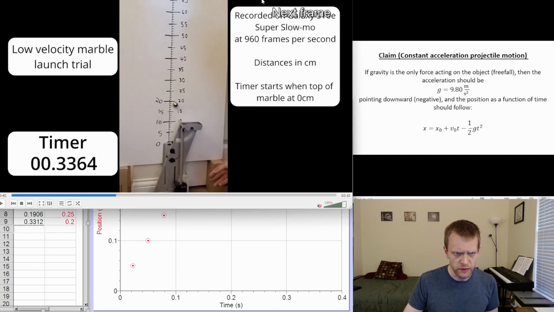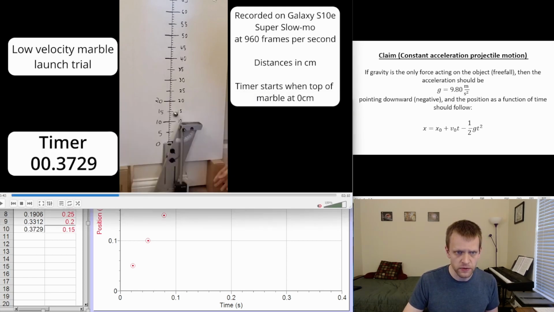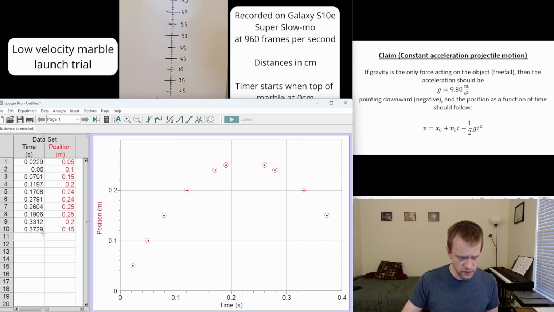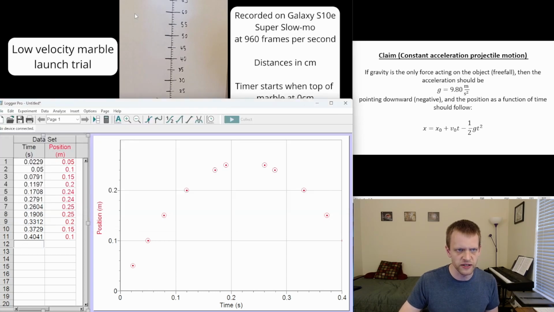And a couple more points on the way back down. So that's around 0.15 at 0.3729. Sure we got that right. Okay. At the 10 centimeter mark, that is 0.4041. And it's kind of hard to see, but I think that lines up with 5, you know, close enough. 0.4302.